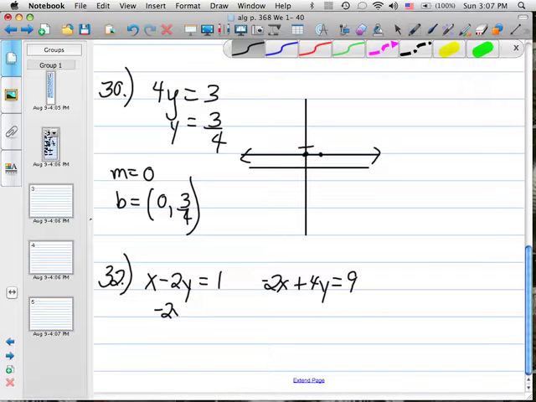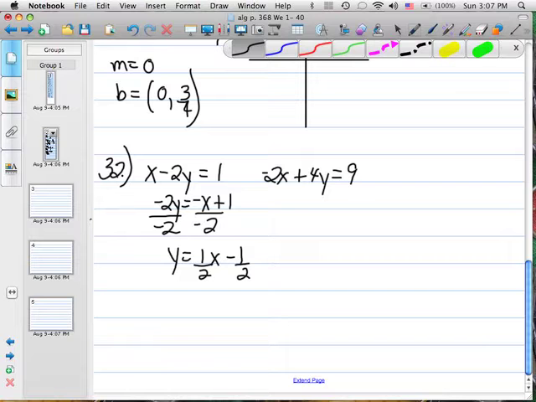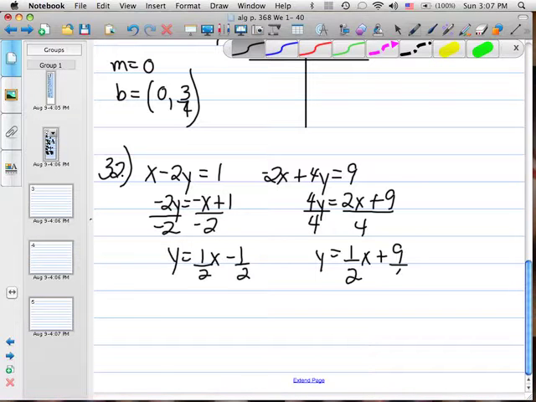So in the first one, I would subtract x from both sides and divide by -2. So I get y equals -1 divided by -2 is 1/2 x, and 1 divided by -2 is -1/2. Solving the second one for y, so add 2x to both sides, so I get 2x plus 9. Divide by 4, and I get y equals 1/2, 2/4 is 1/2 x plus 9/4. So the slopes are the same, but the intercepts are different, so they're parallel.